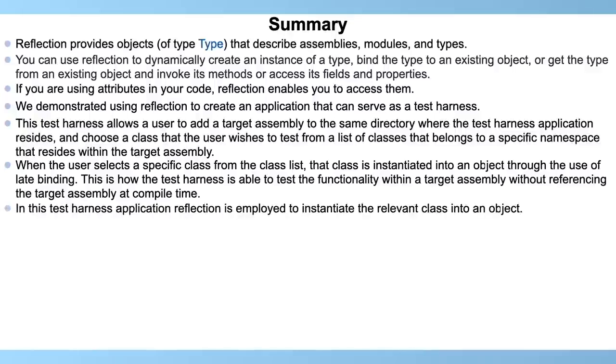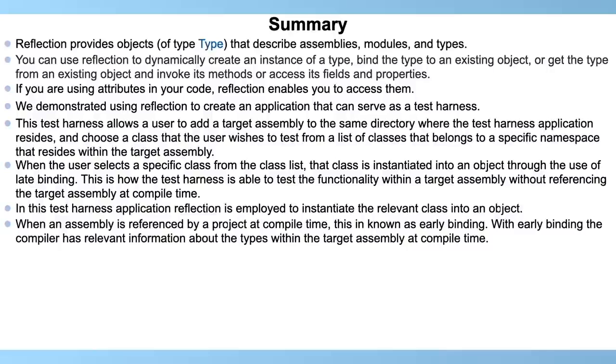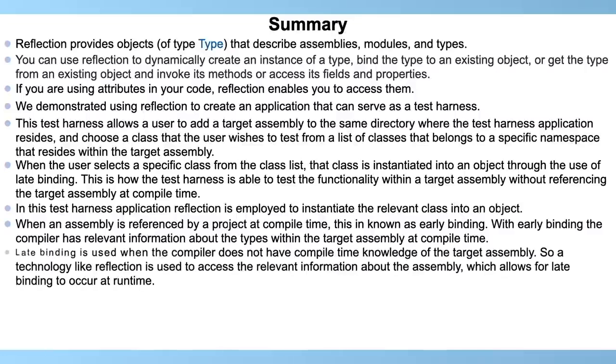In the test harness application, reflection is employed to instantiate the relevant class into an object. When an assembly is referenced by a project at compile time, this is known as early binding. With early binding, the compiler has relevant information about the types within the target assembly at compile time. Late binding is used when the compiler does not have compile time knowledge of the target assembly. So, a technology like reflection is used to access the relevant information about the assembly, which allows for late binding to occur at runtime.